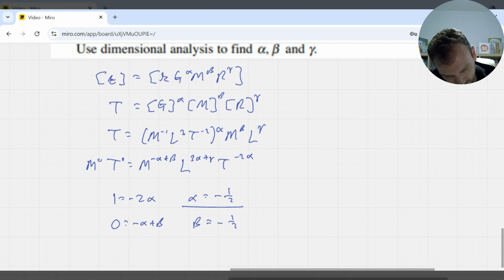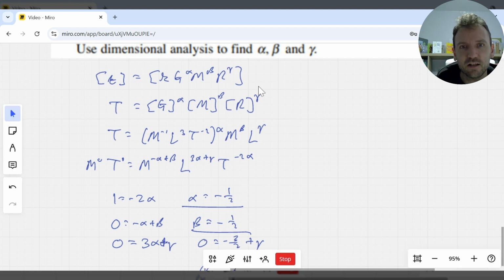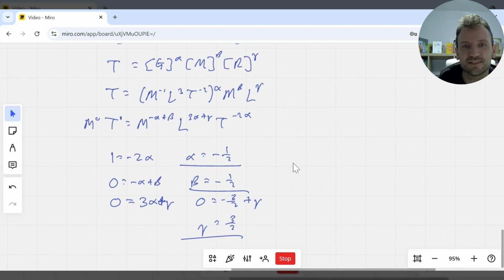And finally, looking at our L's, again, it's L to the 0 on the left-hand side, so it's 0 equals 3 alpha plus gamma. Sorry, that's a plus. So we're going to get 0 is equal to minus 3 over 2 plus gamma, and we're going to get gamma is equal to positive 3 over 2. And that's our final answer. Thank you very much.